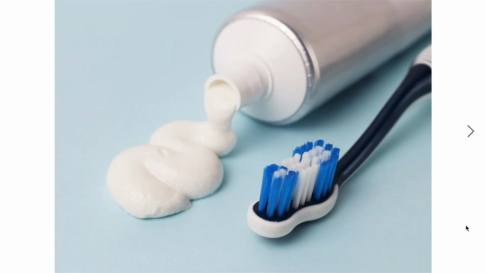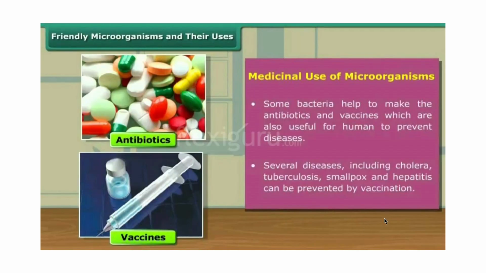Now, the next use is toothpaste. It's quite interesting to know that shells of diatoms, which we already discussed in the last lecture, are a type of algae. The shells of diatoms are used in toothpaste to give it a gritty texture that helps in cleaning your teeth. Now we come to the medicinal use of microorganisms.